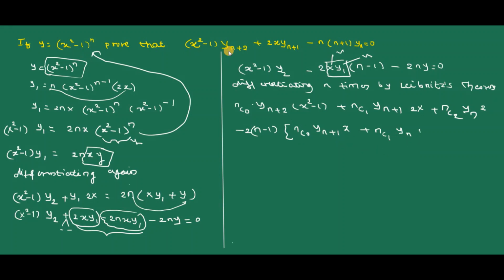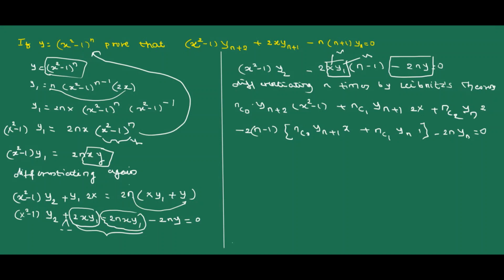So therefore this is the nth derivative for the second term. Minus, what is the nth derivative for the last term, where minus 2n is constant, the remaining term is y and its nth derivative is yn. On the right hand side you will get 0.